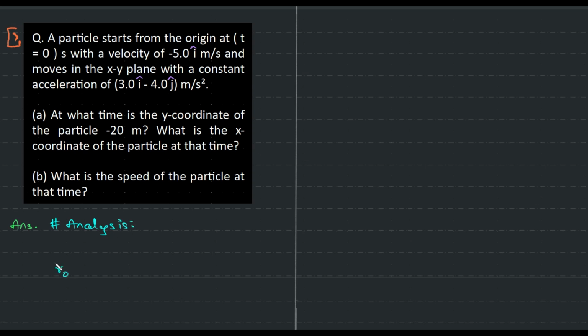So the particle to begin with is at 0 unit away. And then we have velocity to be minus 5 meter per second. And it moves with an acceleration of 3 i cap minus 4 j cap meter per second square. So it's accelerating both in x and y axis.